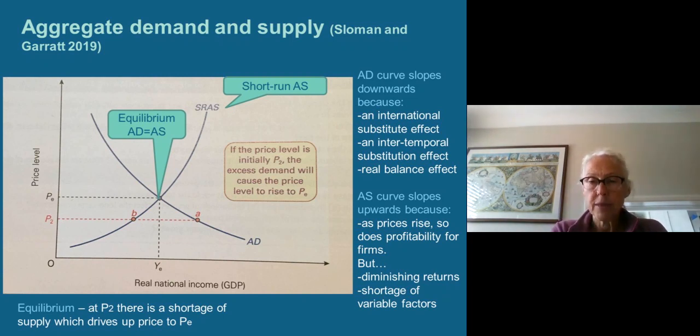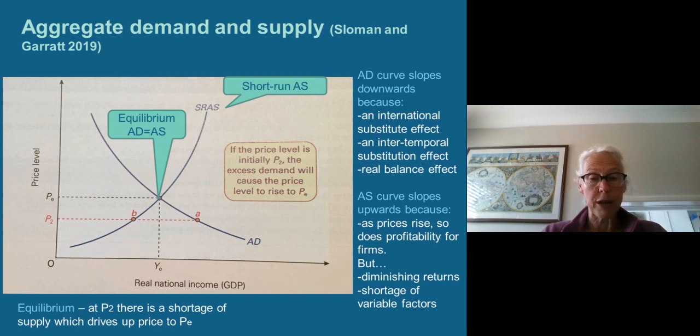And then if we look at the AS curve, the short run AS curve, so this is the aggregate supply curve. This slopes upwards because as prices rise, so does profitability for the firms. But what you see is it begins to rise quite sharply in the end because of diminishing returns, and potentially down to things like the shortage of variable factors. I've talked to you before in the microeconomics about the availability of space in a venue, and you run out of capacity to put more staff in.